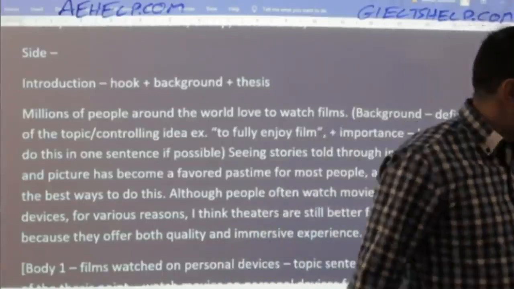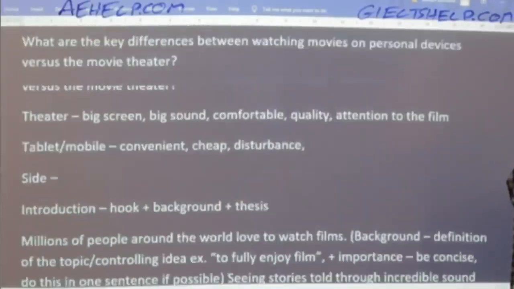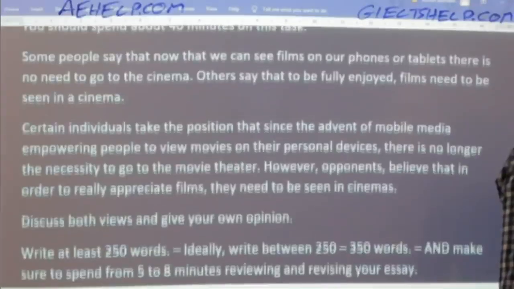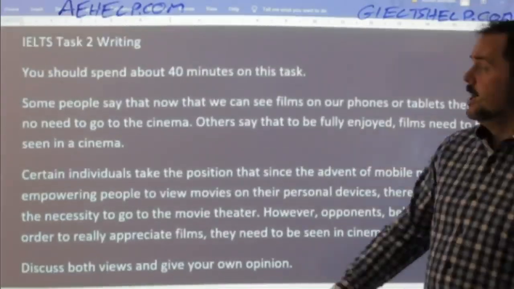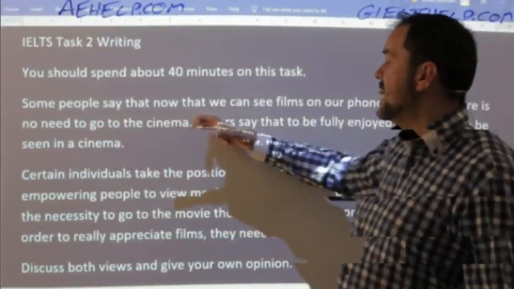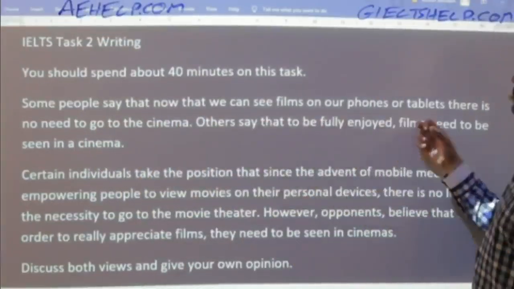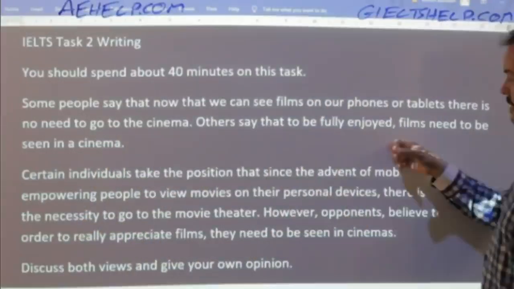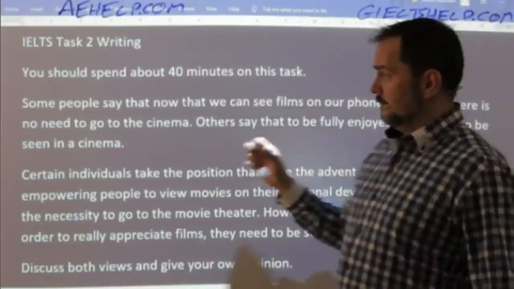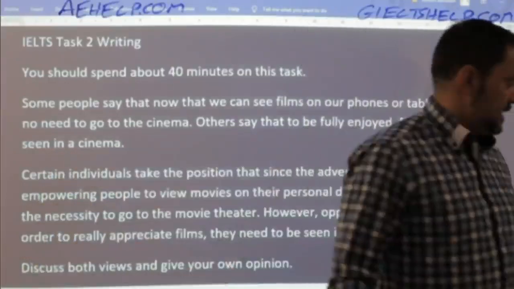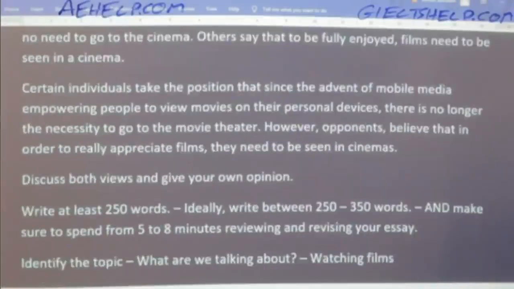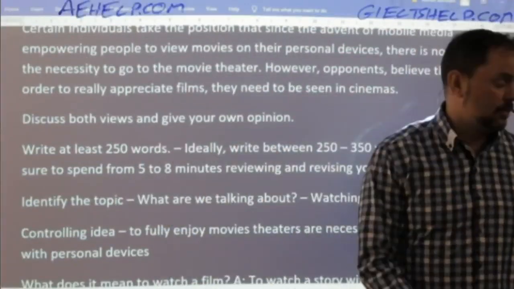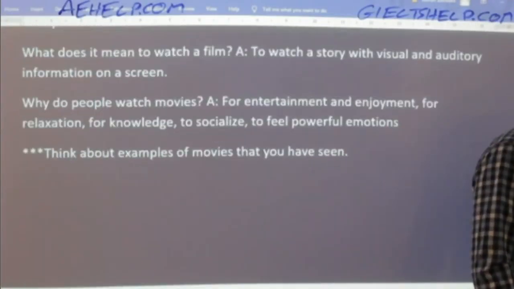When you proofread, it's actually a good idea to go back and read the original question, make sure that you've answered it. Okay, so some people say that now that we can see films on our phones or tablets, there's no need to go to the cinema. Others say that to be fully enjoyed, films need to be seen in a cinema. Discuss both views and give your own opinion. Okay.